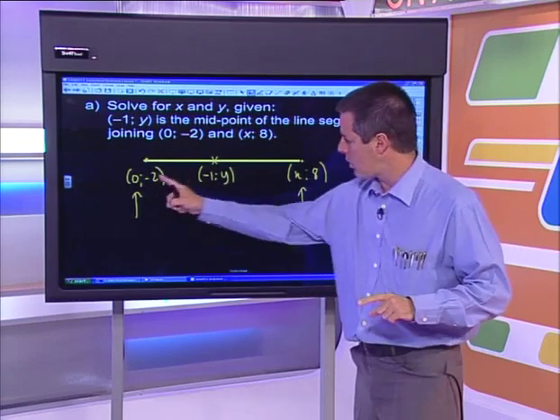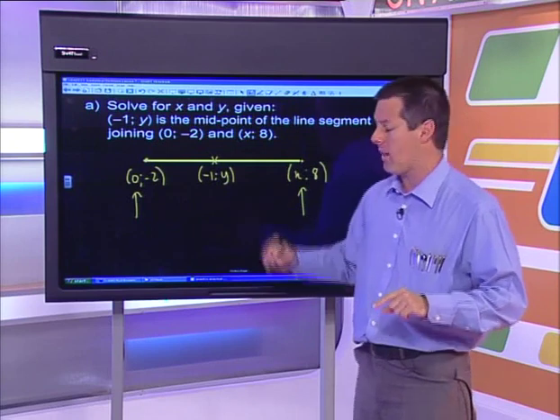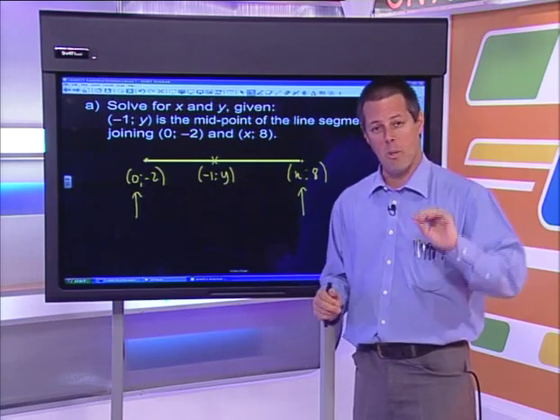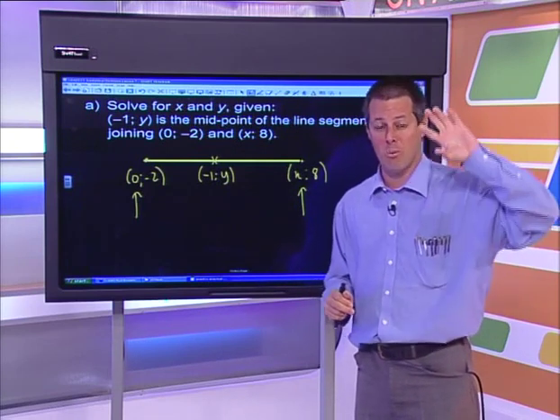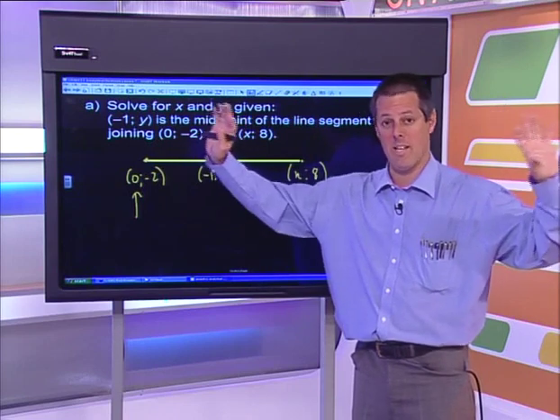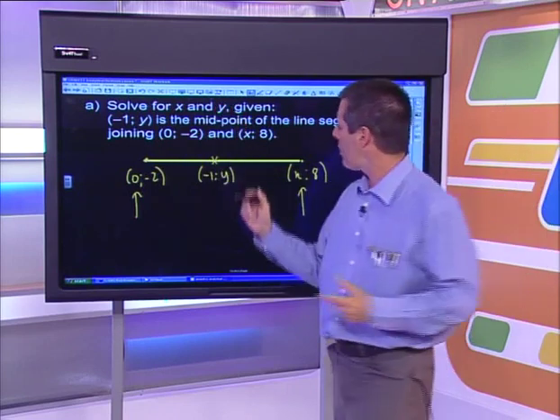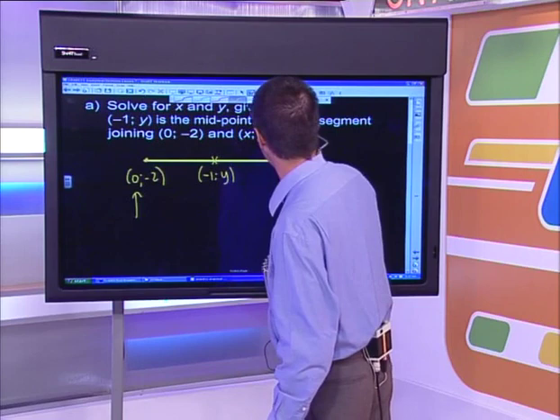And then we go and do the two outer y's, add them together, and that gives me the midpoint. But the beauty of the midpoint formula is you can deal with the x and the y separately. They're totally independent. And let me show you how I'm going to do it by using the formula.